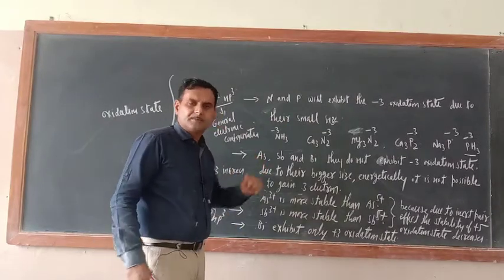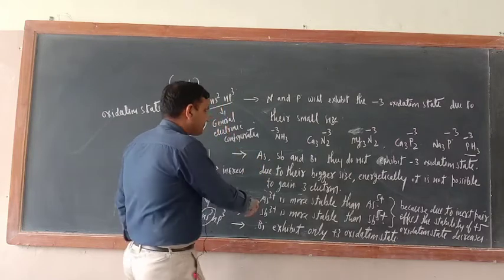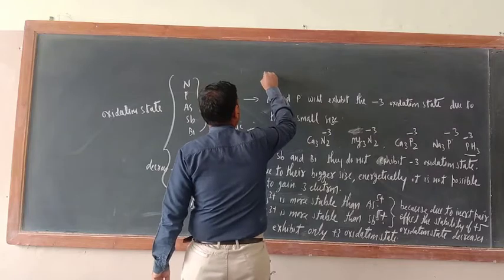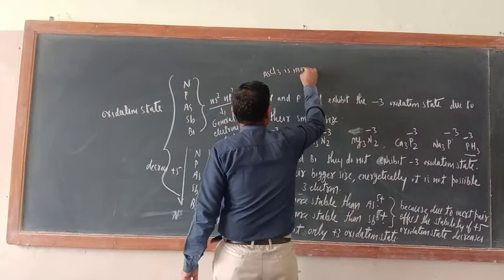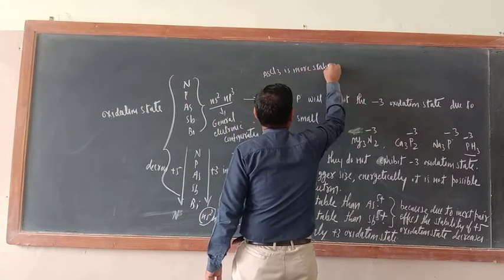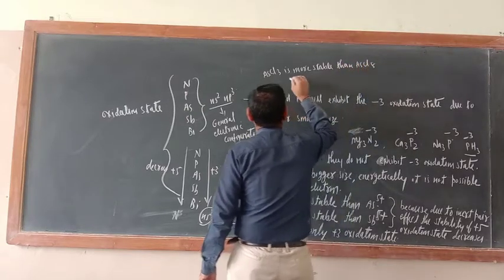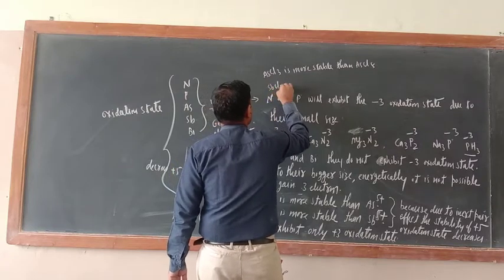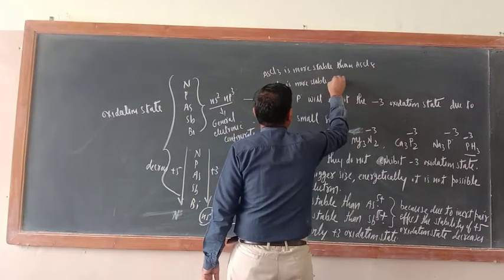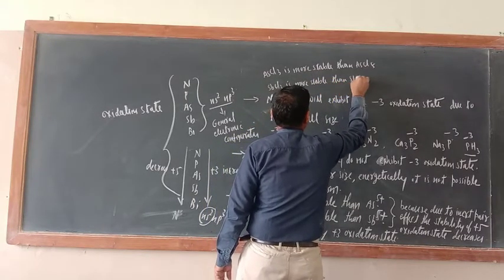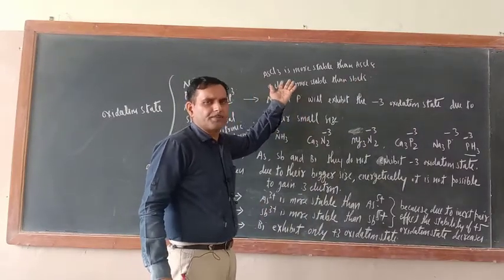Now think of the exam. How can they ask? Just try to understand. They can ask, AsCl3 is more stable than AsCl5, or they may ask, SbCl3 is more stable than SbCl5. So be ready. The answer is the same only, due to inert pair effect.